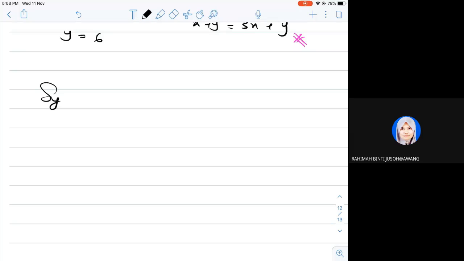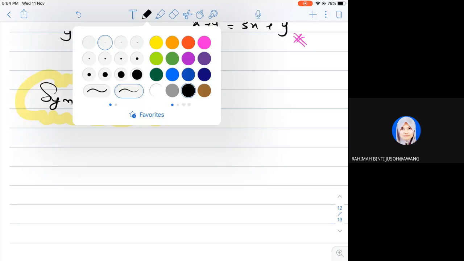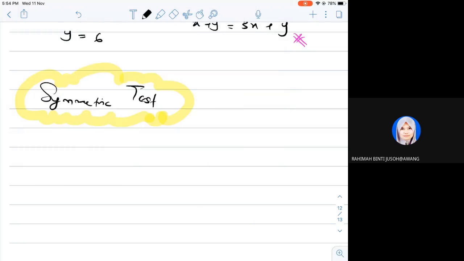Okay, now symmetric test. Last subtopic. Dah tengok habis tak video Dr. Nawajong tu? Dah? Okay. Tahu dah, boring dah ni. Sabar. Tahu lah, asyik nak shopping, Shopee je hari ni kan. Sabar. Tengok dulu video saya ni.